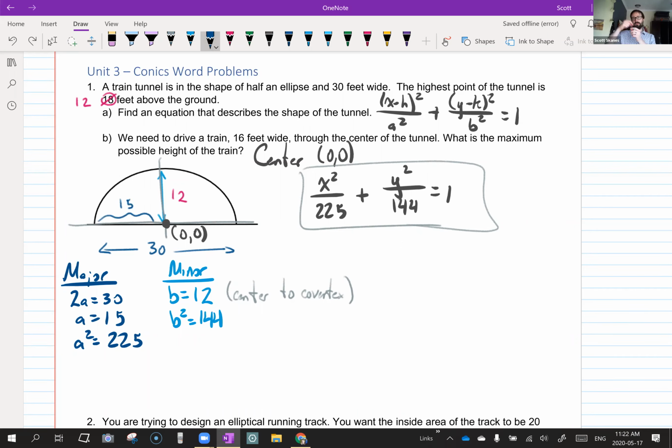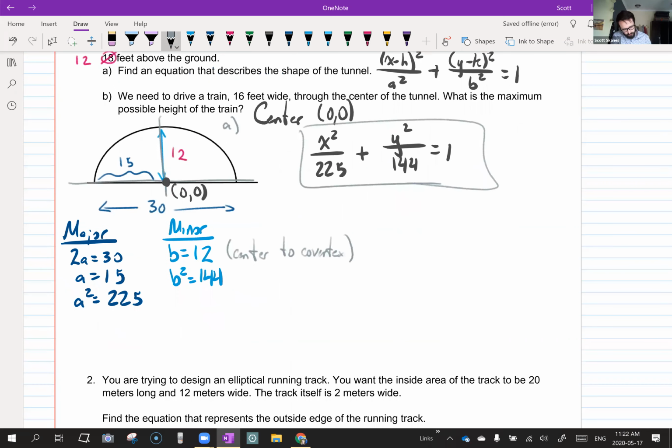Now we have our equation, but that's only part A. So let me try part B. Let's do it down here. Part B, we need to drive a train 16 feet wide through the center of the tunnel. What is the maximum possible height of the train? So I'm going to draw a similar diagram as I did before. I have this train. I know that it's 16 feet wide. I don't know the height, but I do know the shape of the ellipse.